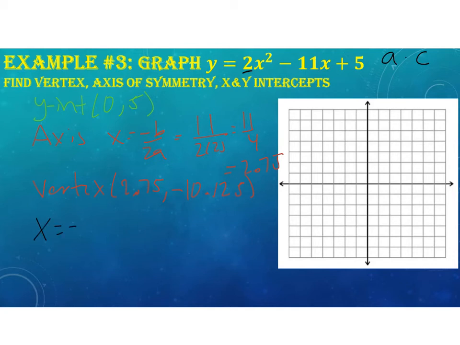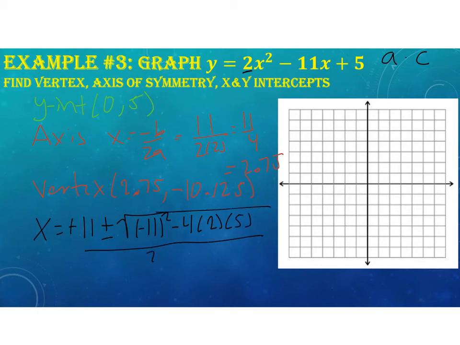Negative b, which switches to become a positive 11, plus or minus square root of b squared, negative 11 squared, minus 4 times a times c, all over 2a. All right, let's start simplifying.